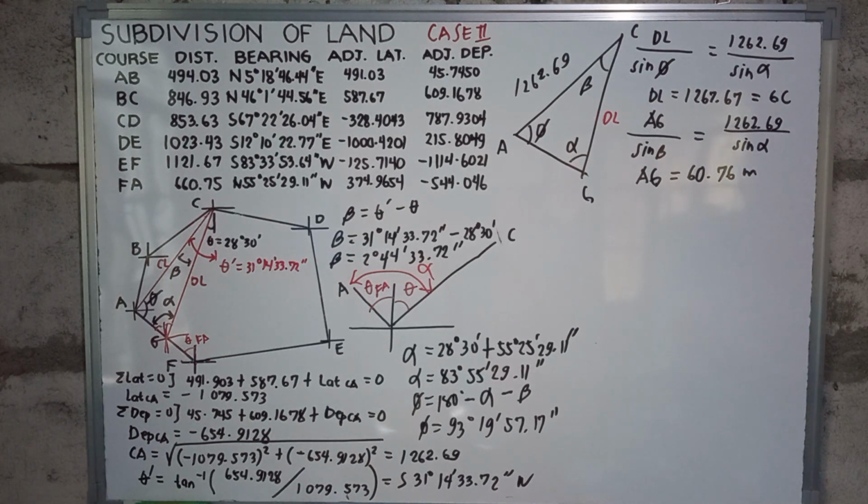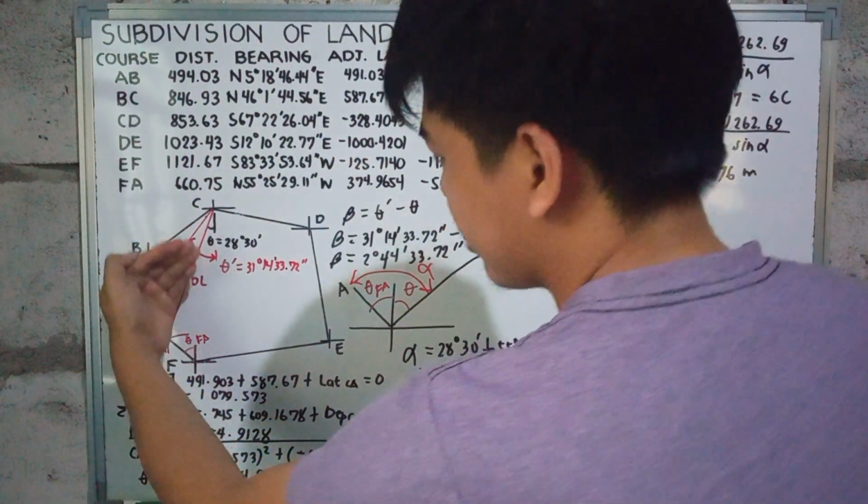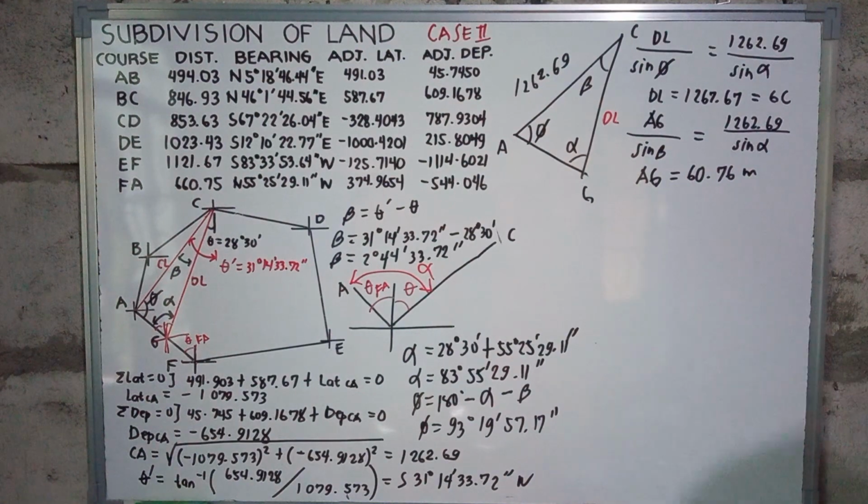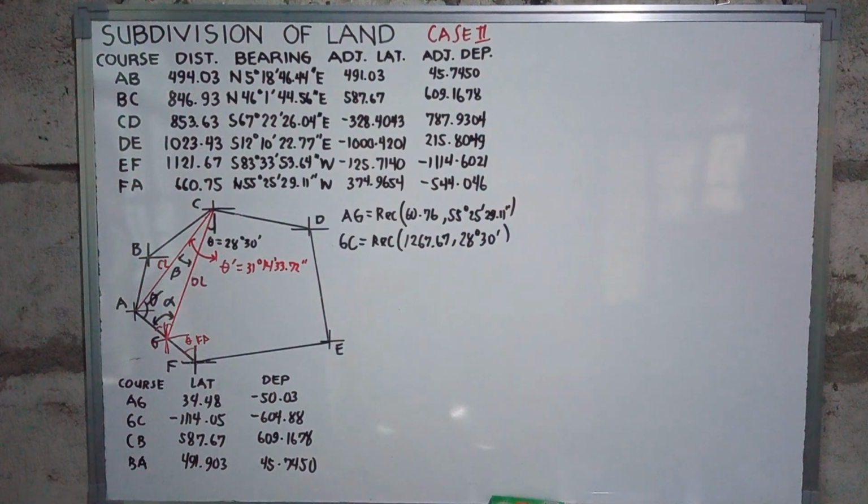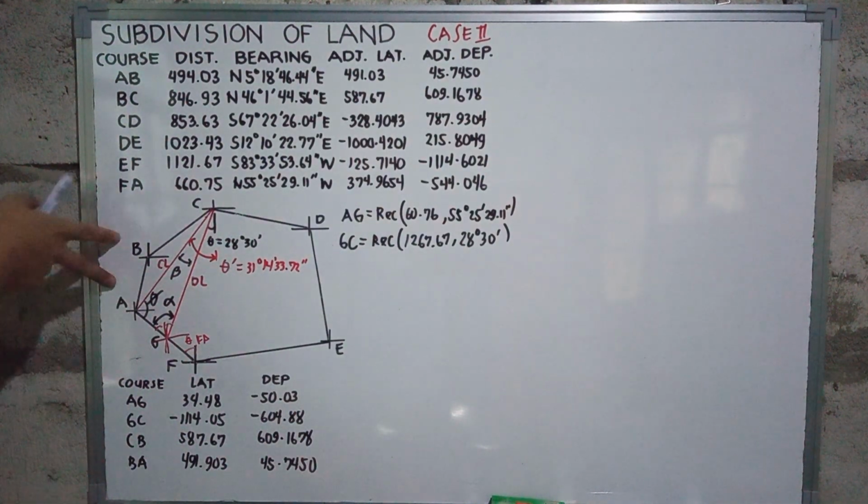Ngayon, pinapahanap sa atin is yung area. Hindi sinabi dito kung anong area yung pinaghahanap. So, let's say, solve muna natin yung area west natin. So, kapag sinabi nating area west, etong part na to, the west part of our dividing line. So now, let's solve first for the area west, or the west part of our land dito sa dividing line natin or the DL.